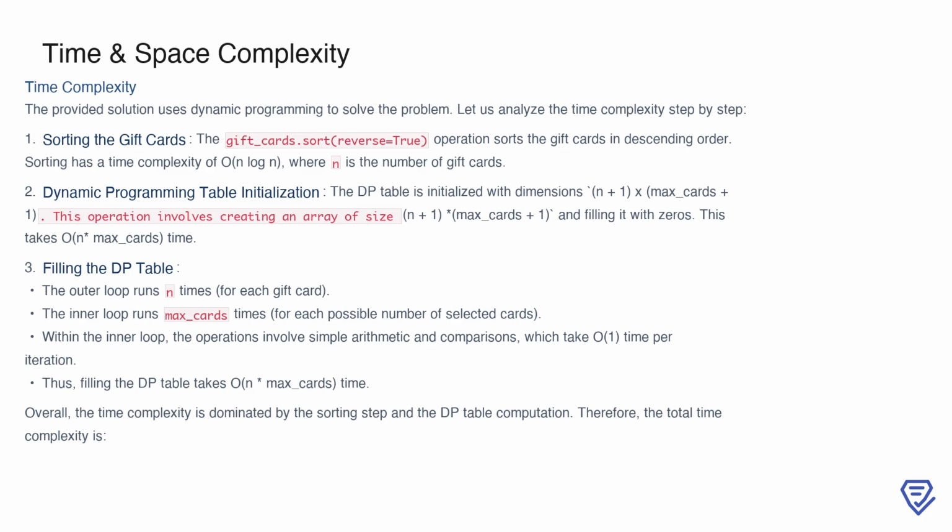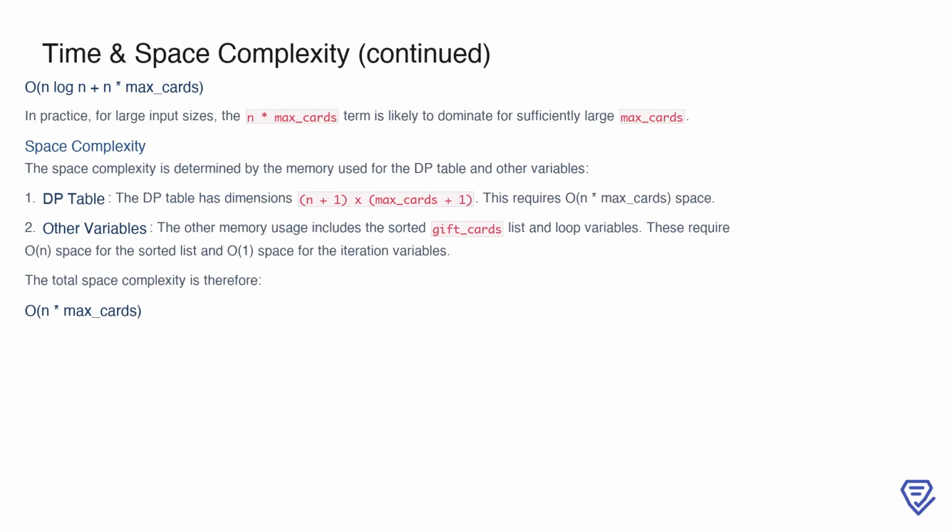Overall, the time complexity is determined by the sorting step and the DP computation, resulting in a total time complexity of O(n log n + n * max_cards). The combined time complexity, O(n log n + n * max_cards), is dominated by the n * max_cards term when max_cards is sufficiently large.